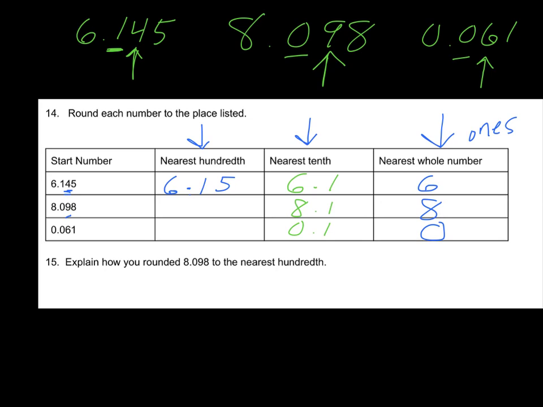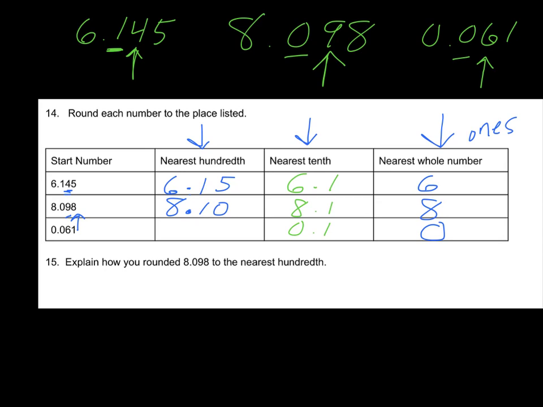We have a 9, and the 8 is talking to that 9. 8 tells the 9 we need to raise the score. So whenever we bump this up, this 9 actually becomes a 10, but you can't write a 10. We have to carry that 1 over, and it will become 8.1 or 8.10, or to say it mathematically, it would be 8 and 1/10.